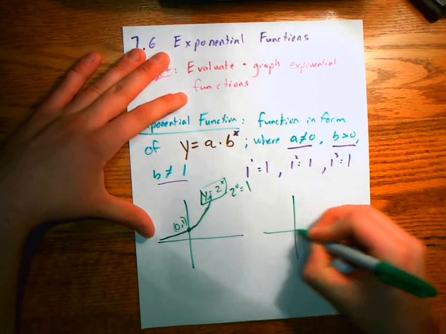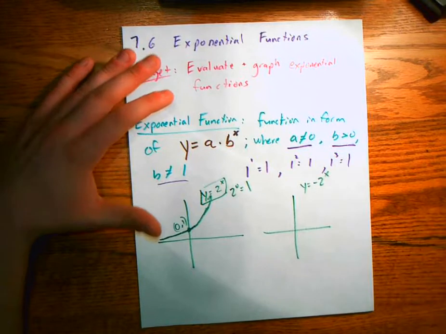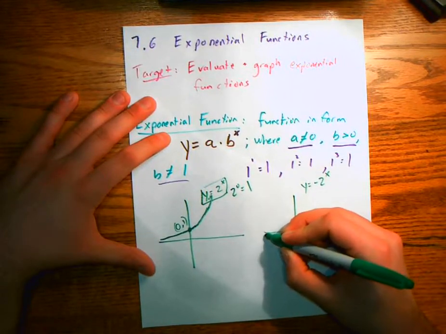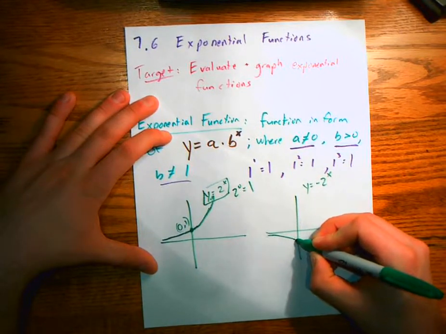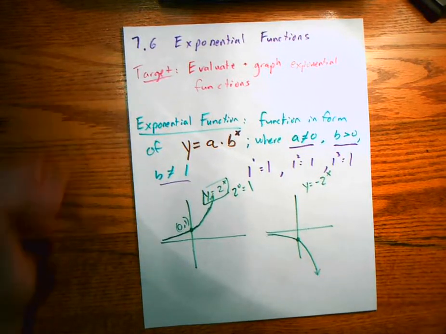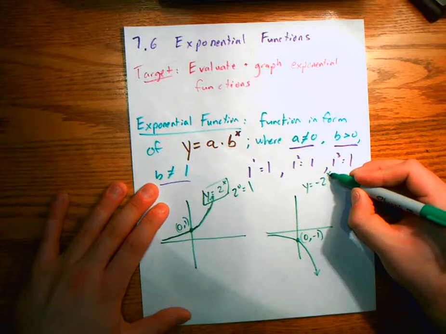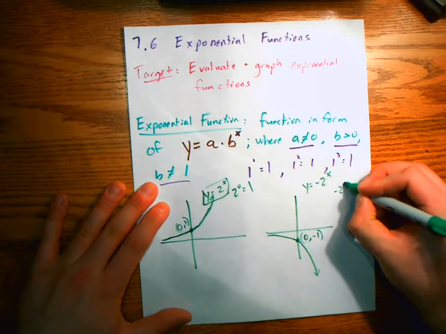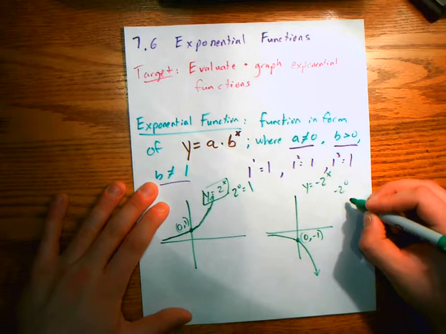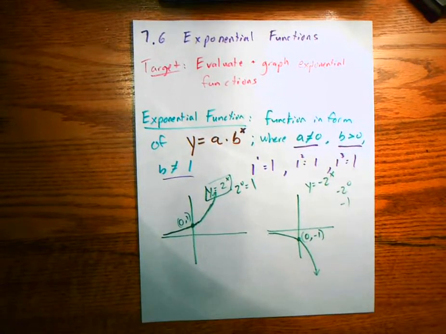Another example is if you have a decay. Let's say it was a negative 2 to the x. It's going to be the exact same thing, but just flipped down to the other side. So as it's moving right, it's just decreasing down, and your y-intercept is the point (0, -1), because whenever this exponent is 0, that's going to equal negative 1. No matter what this is, you put the negative out in front, and it's going to equal negative 1.